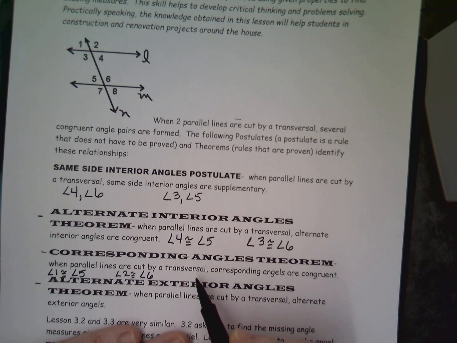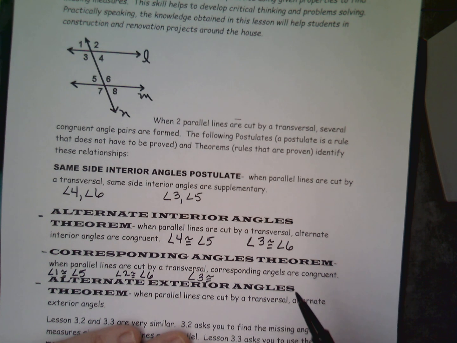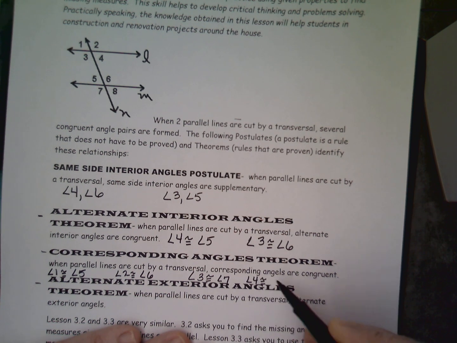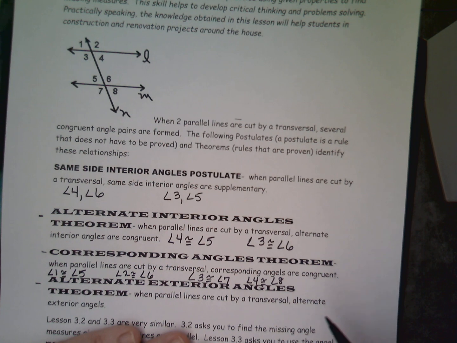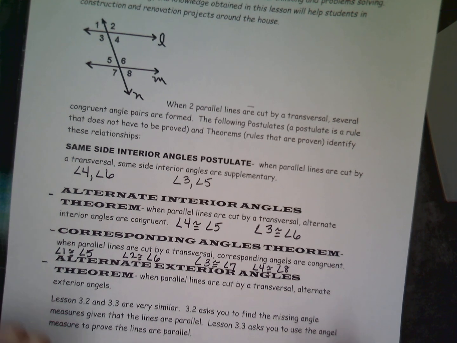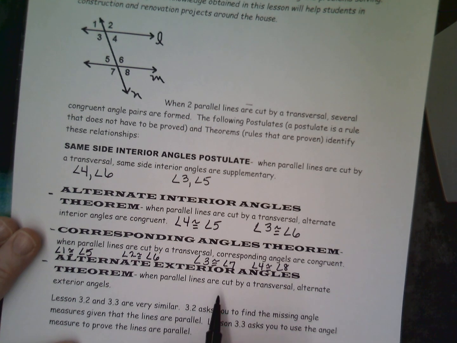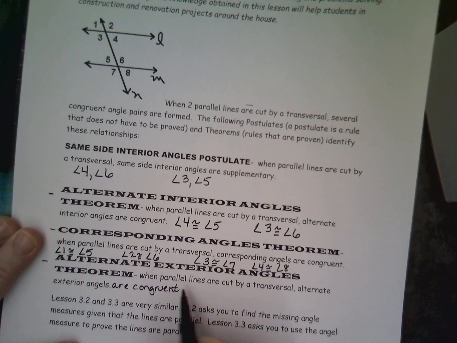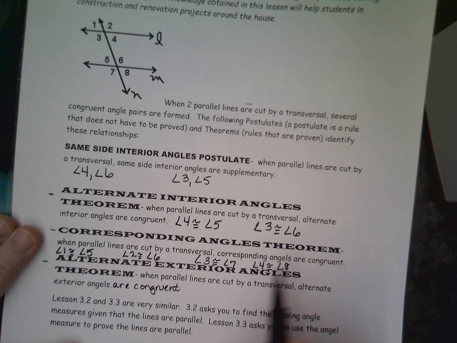Okay, angle 3 is corresponding with angle 7. Angle 4 is corresponding with angle 8. Now that covers all of them. If I were to go to angle 5, I've already got it listed with angle 1. Alternate exterior angles: when parallel lines are cut by a transversal, alternate exterior angles are congruent. I left that out, so let's talk about those pairs.